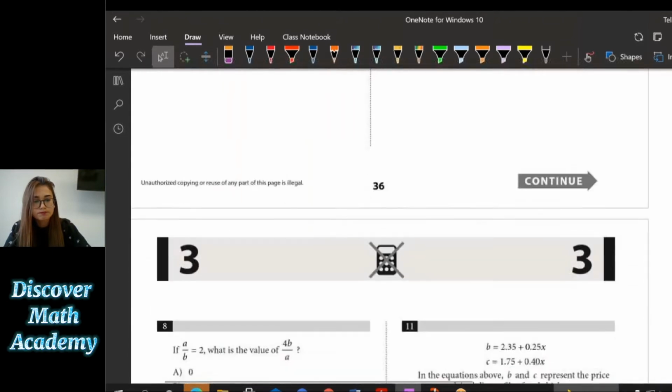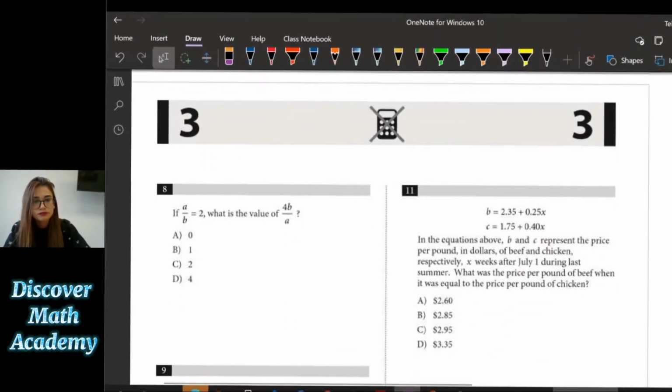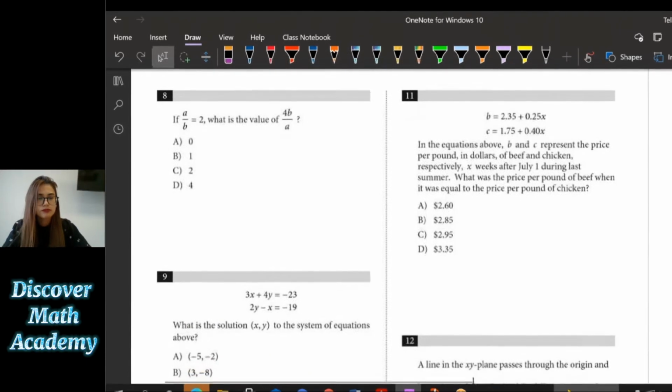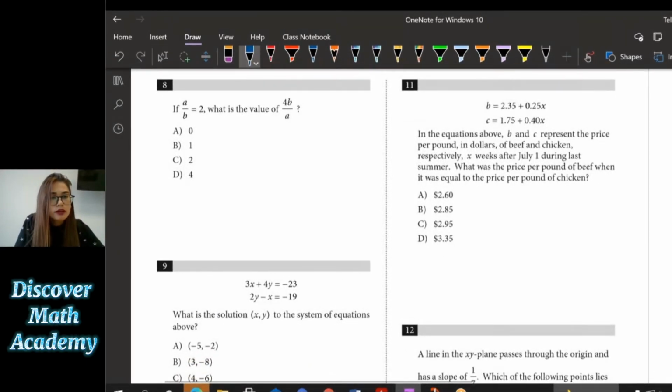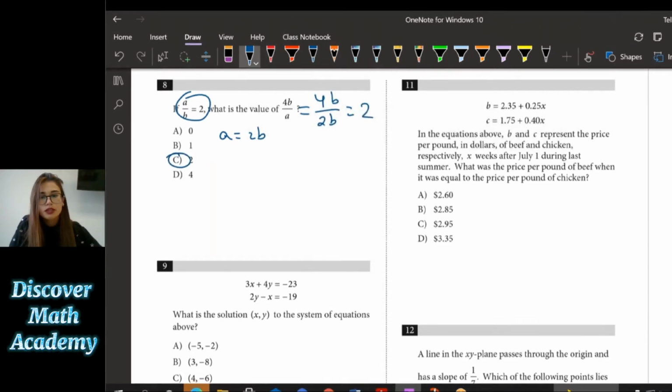Question 8. A out of B is equal to, what's the value for B? A is equal to 2B, yes, from here. So instead of A, I can write 2B. 4B out of 2B is going to be 2.